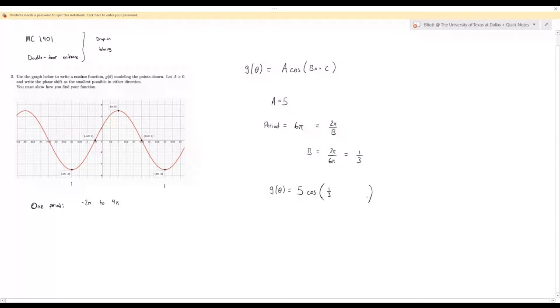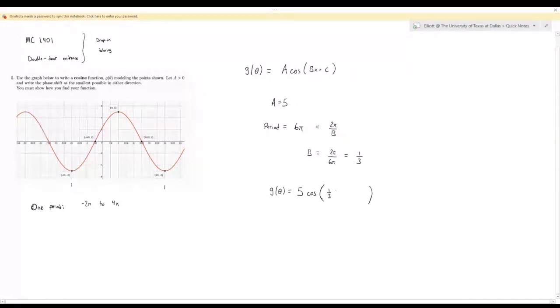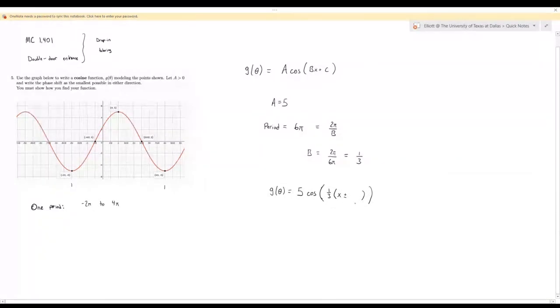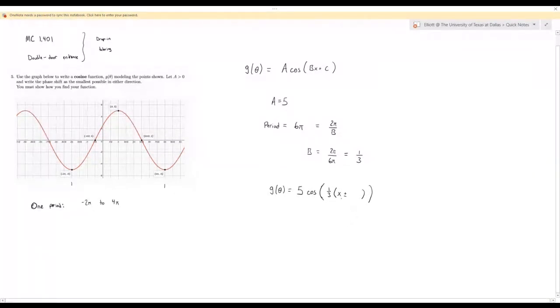Now let's see here. I guess there's a horizontal shift as well, right? But thinking about it, I'm going to write it in this form instead, because if I write it as 1/3 and then parentheses x plus or minus something, this number that I write down will correspond to the horizontal shift. So it's a little easier for me to write it in this fashion, okay?